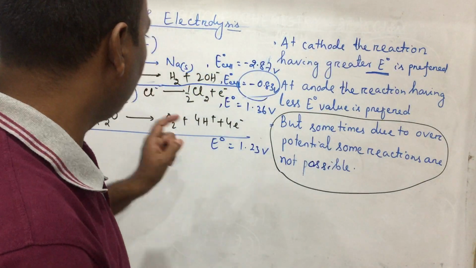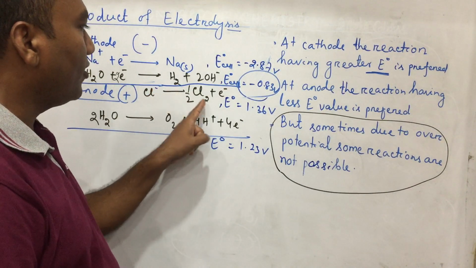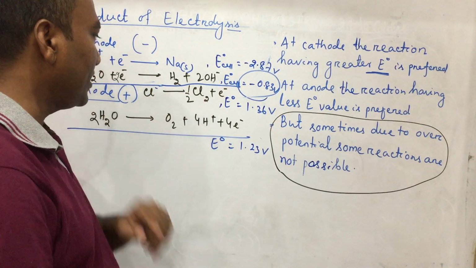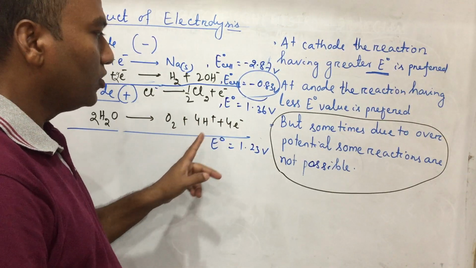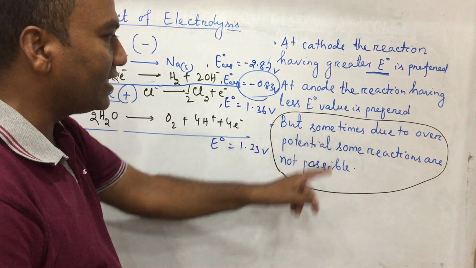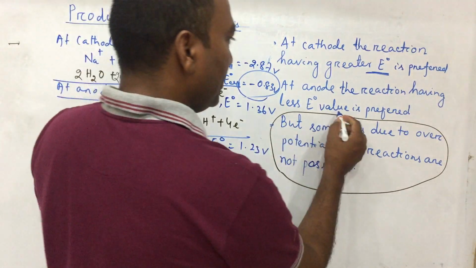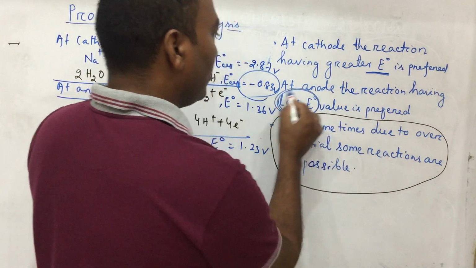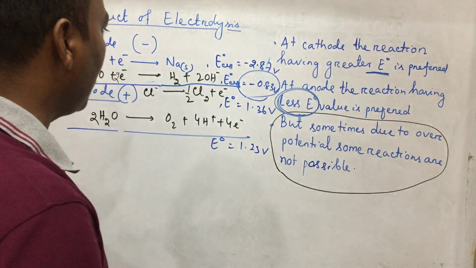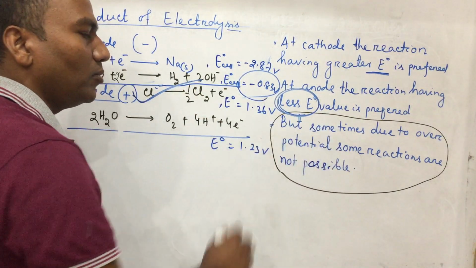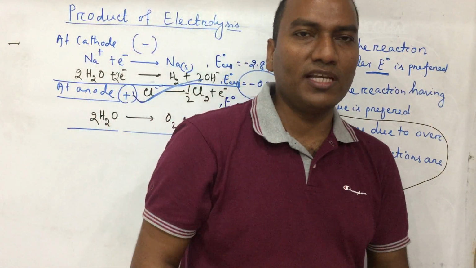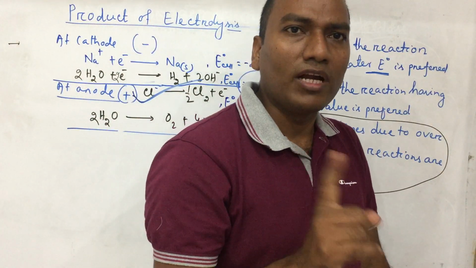Overpotential means Cl- after loss of electrons gives Cl2 gas. Water after loss of electrons gives O2 gas. Though water's E° value is less, still which reaction is preferred? The chlorine reaction is preferred. Why? Due to overpotential between Cl- and water or oxygen.